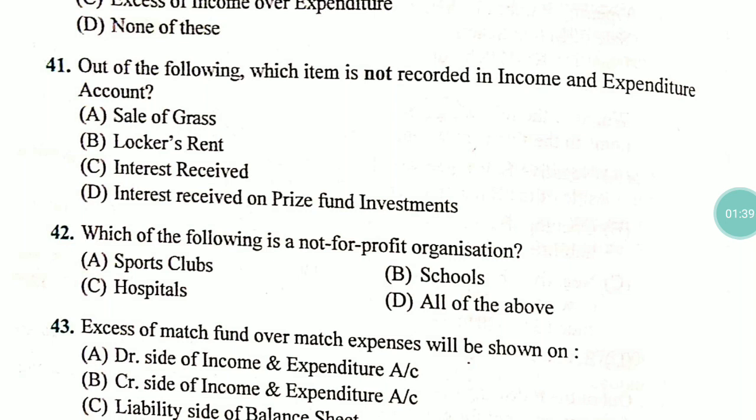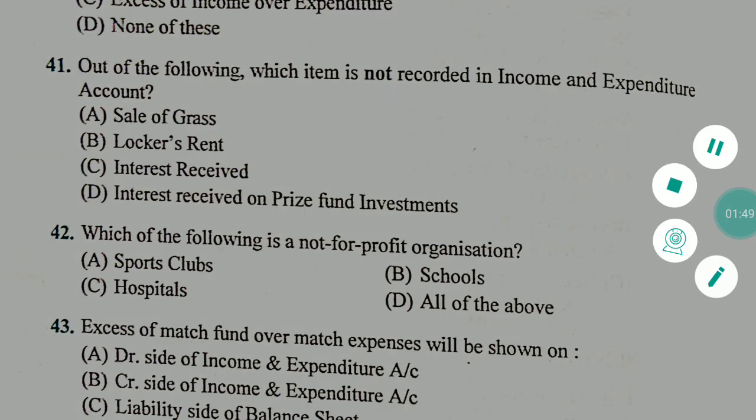So the last option is the right option, because interest received on the prize fund investment is always added to the prize fund. So it is not shown in the income expenditure account. So the right answer is D.